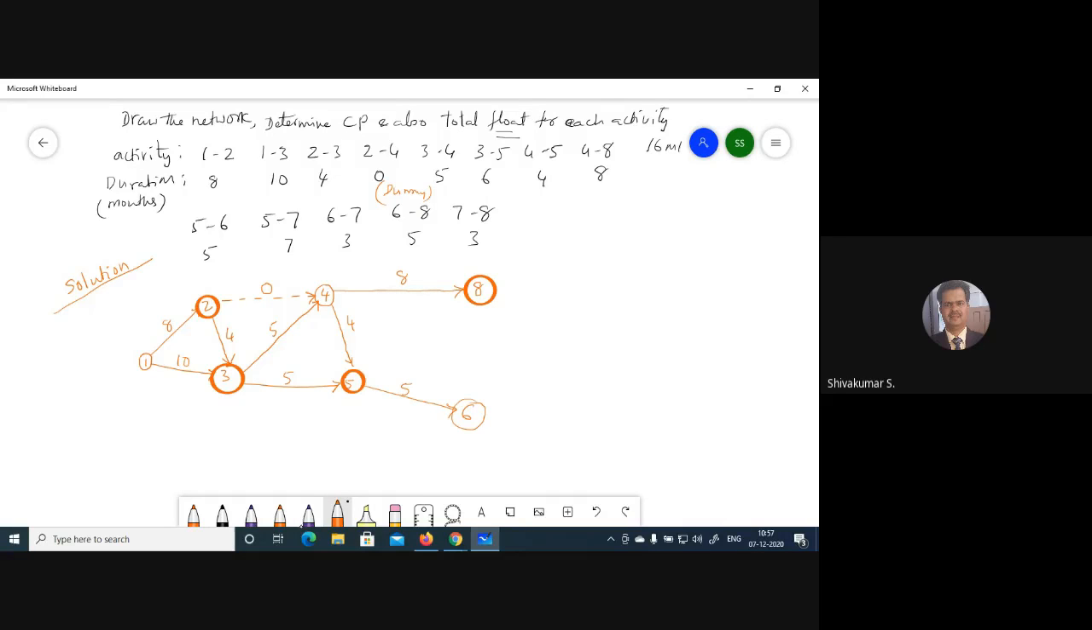5 to 7 is there now. 5 to 7 is 7 weeks. 6 to 7 is 3 weeks. 6 to 8 and 7 to 8. 6 to 8 is 5 and 7 to 8 is 3.